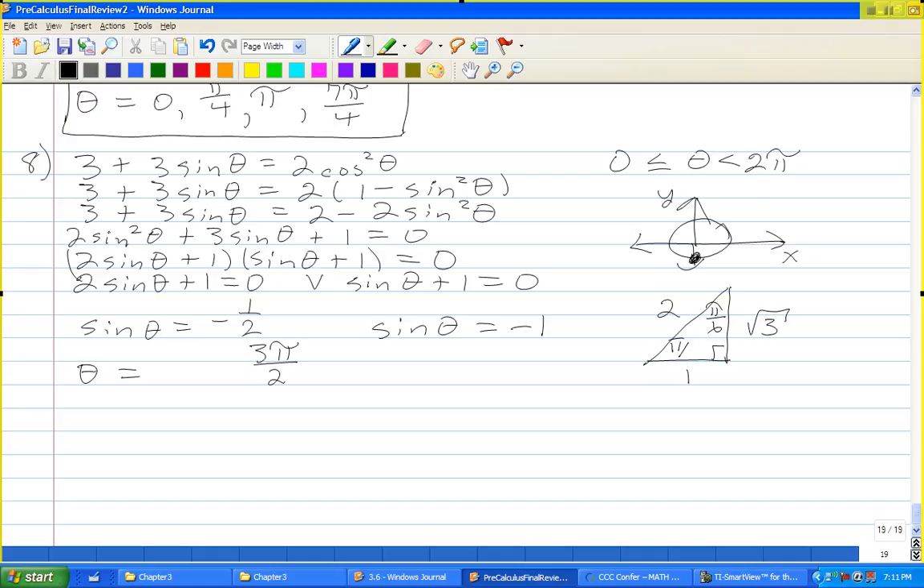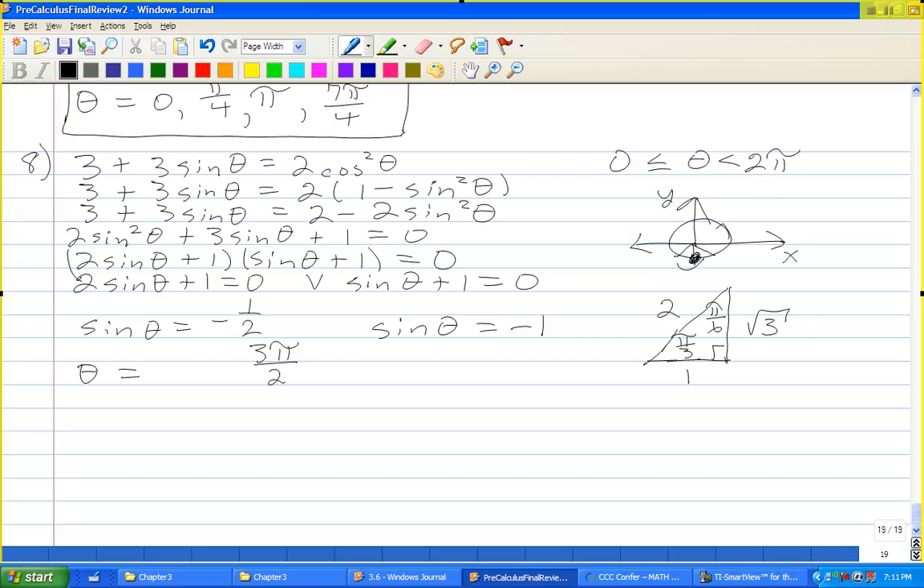A 30, 60, 90 triangle. You have a 30, 60, 90 triangle. And so sine is 1/2. So that's pi over 6. And it'll be negative.